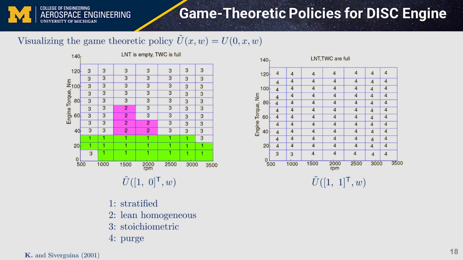So here are some results from this optimization. What I'm showing here is engine speed and engine torque, so it's a plane, and there are cells partitioning this plane. In each of the cells, there is a number, and this number corresponds to the policy of selecting one of these modes: stratified, lean homogeneous, stoichiometric, and purge. And this policy is also a function of the state. So this particular table is for when the lean NOx trap is empty and the three-way catalyst is full, that is, the oxygen storage is full. And if the lean NOx trap is full, up to capacity of stored NOx, then you can see we are doing basically the purge. So it's a reasonable behavior on the part of these policies.